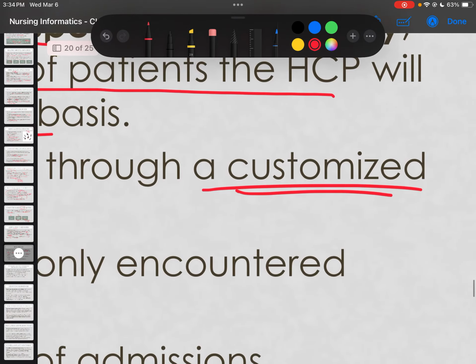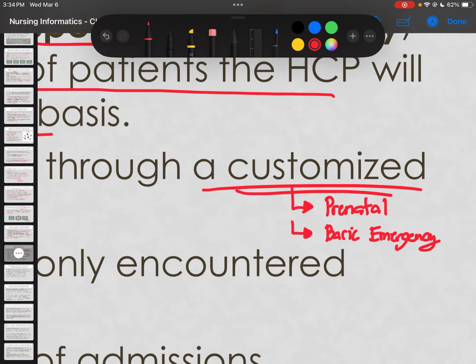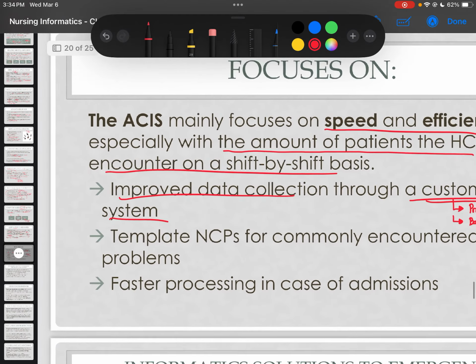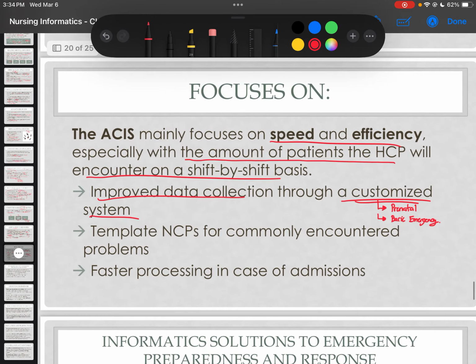Like for example, class, we should have a customized system that is solely for prenatal care, so it becomes automatic. We should have one for basic emergencies, no? Like for example, dog bites, di ba? For basic emergencies, we should be able to customize the way we collect data through customization. We have to have template NCPs, di ba, for commonly encountered problems.